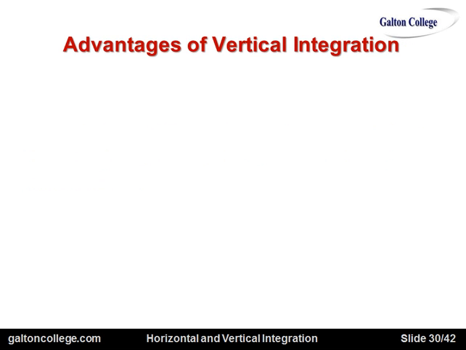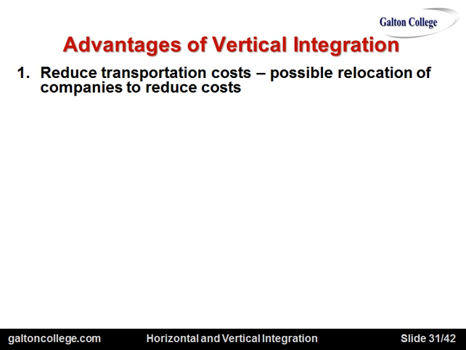Now, the advantages of vertical integration. Well, vertical integration reduces transportation costs. It's possible relocation of companies to reduce cost. Transportation costs would be reduced if one single company was to make the product and perhaps sell the product. It's able to organize its distribution in a way which is more efficient. It's perhaps taking everything into one plant.